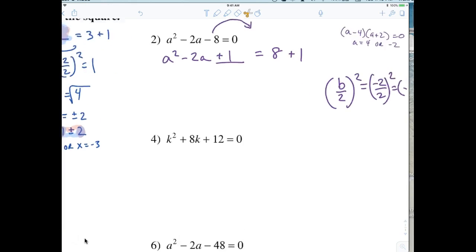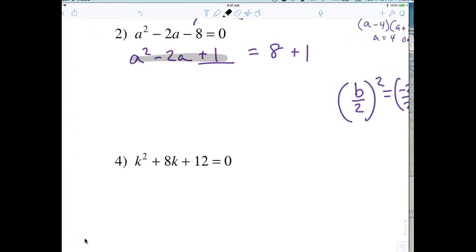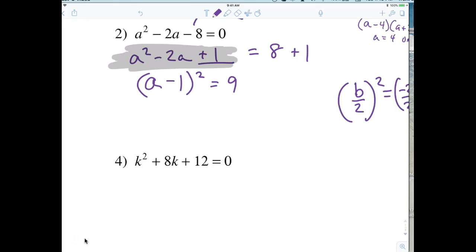Now, believe it or not, this is called a perfect square. In other words, I can factor that into whatever the half was. What was the half of -2? So that always factors into a minus 1 squared is equal to 9. It always will factor into whatever the half was. By halving and squaring it, you make it a perfect square.